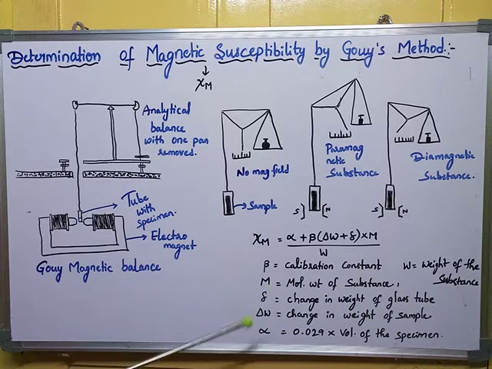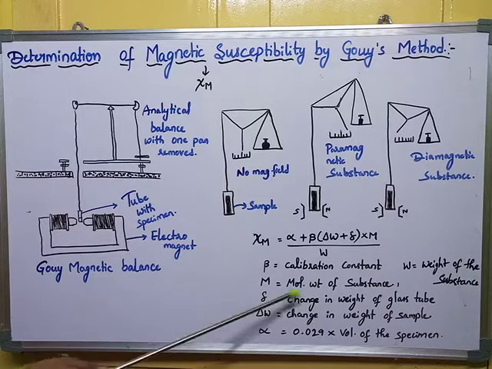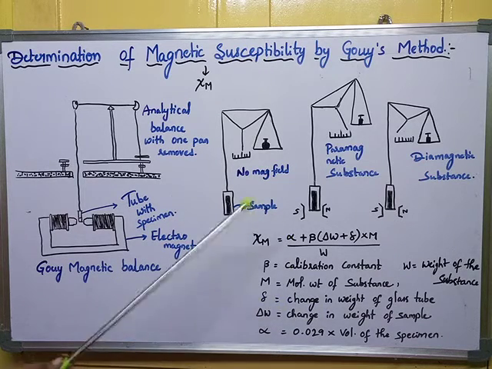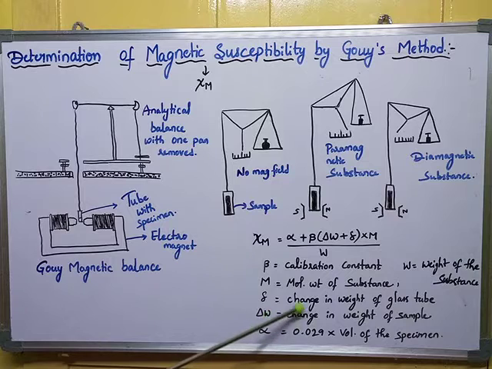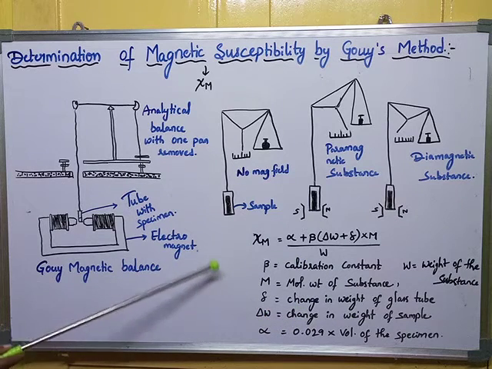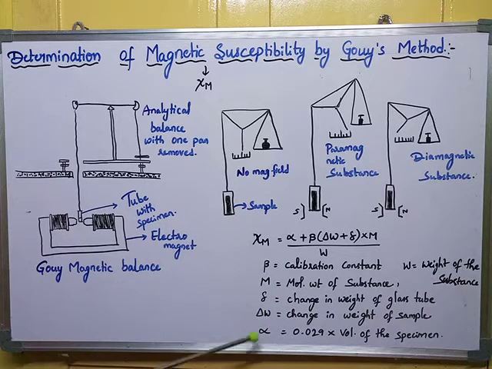So we calculate the difference between the weight of the substance and the weight after transferring. Next, the change in the weight of the sample. The glass tube weight we take normally, and delta W is the change in the weight of the sample. As I told you already, before keeping the sample and after removing the sample, we'll calculate the weight, and that difference we'll take.